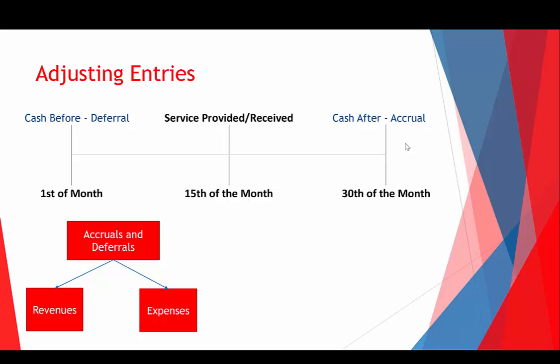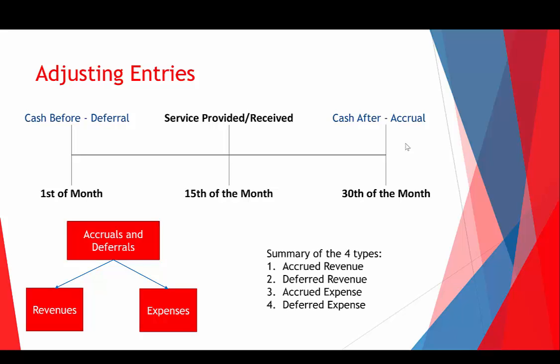And so, as Boz talked about earlier, we have accruals and deferrals that can be either revenues or expenses. So, two main types, accruals and deferrals, and an accrual can be a revenue or an expense, and a deferral can be a revenue or expense. So in total, we have 4 different types that we're going to go through: accrued revenue, deferred revenue, accrued expense, and deferred expense.